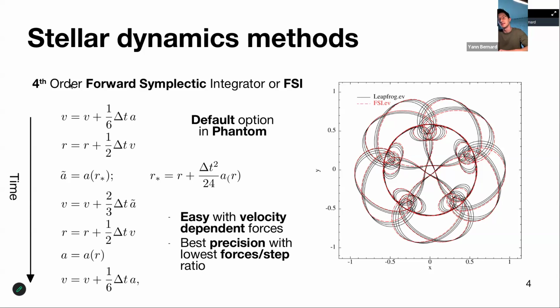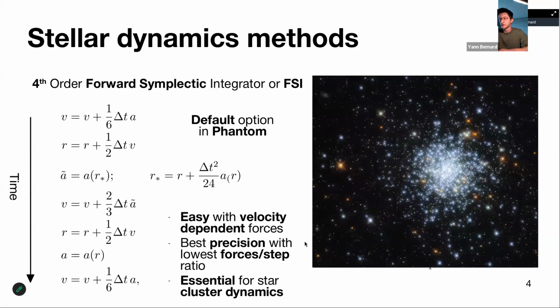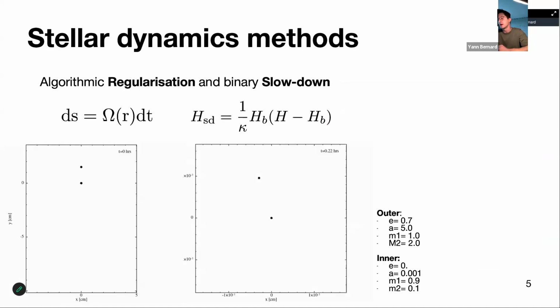The main point here is that this fourth order scheme gives the best precision we can get for the lowest ratio of force computations per step. That's very important in cluster dynamics because you have to do a lot of steps, so you don't want to accumulate a lot of errors in such a dense environment. So that was essential.